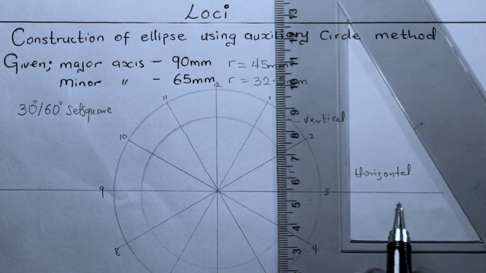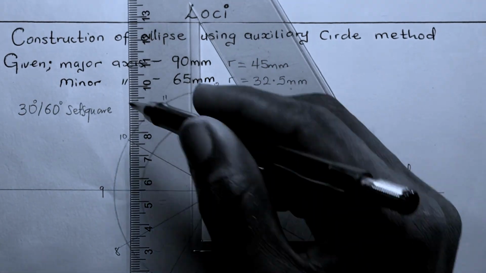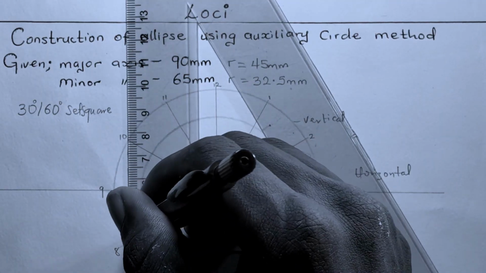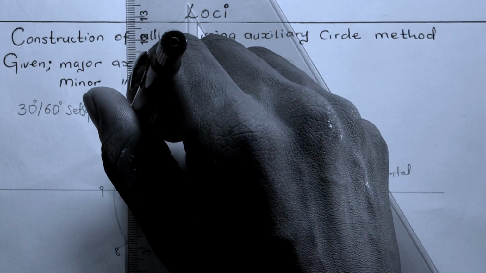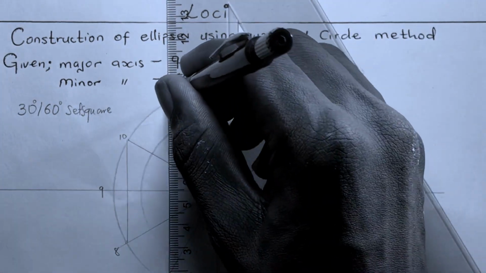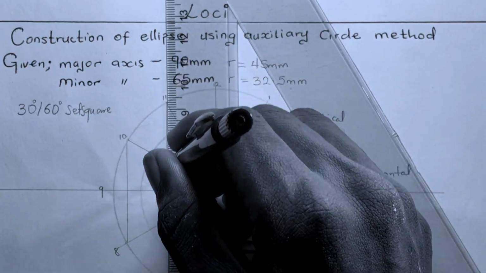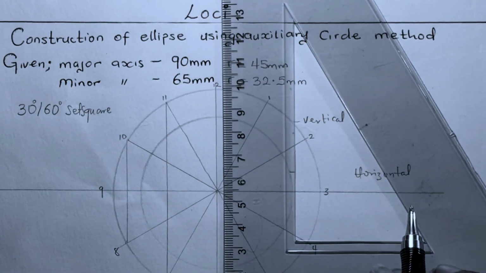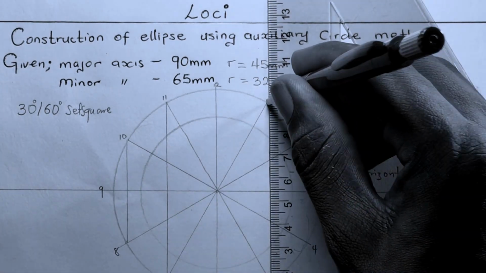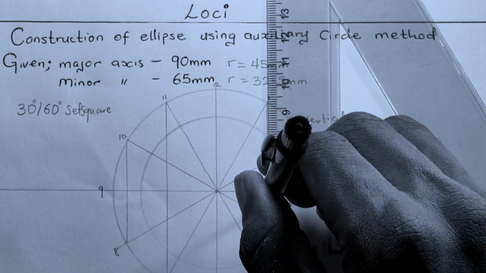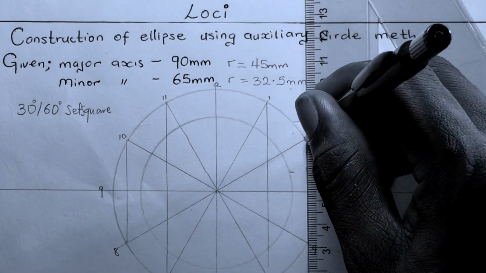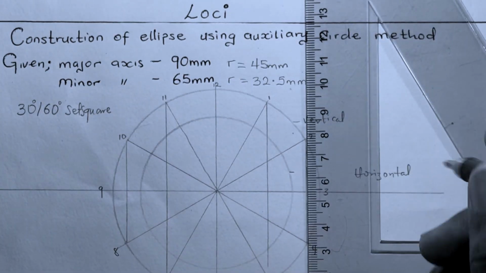From every point at which the division line touches the bigger circle, we are going to be drawing vertical lines. From this side, we draw vertical lines. Go to the next point, draw vertical lines. Come to this point, we draw vertical lines. And we come to the last point, we also draw vertical lines.